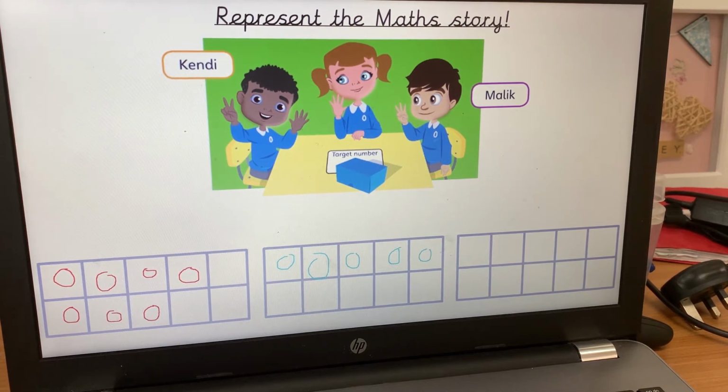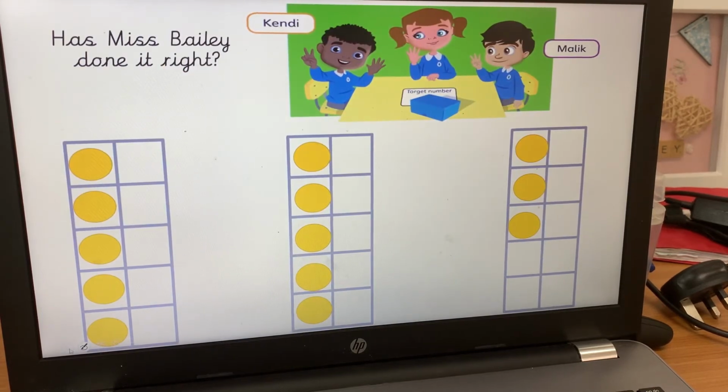And then again, in another colour, I'm going to be drawing how many Malik has. So Malik has 3. So that's how many they have, and I've put them all on their separate 10 frames. I haven't added them all together yet, but I'm visually representing each of them. Has Miss Bailey done it right?